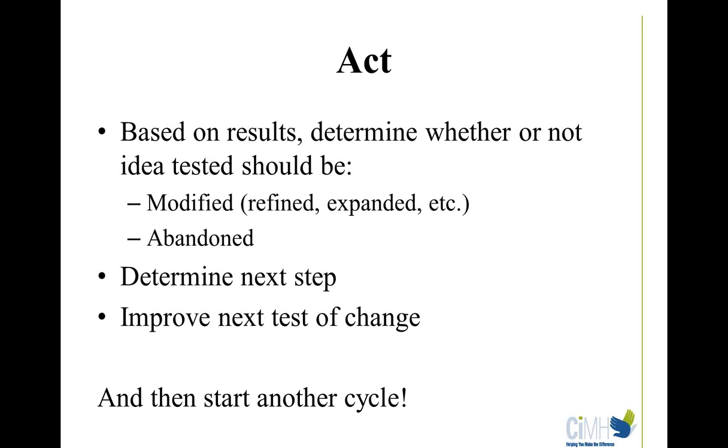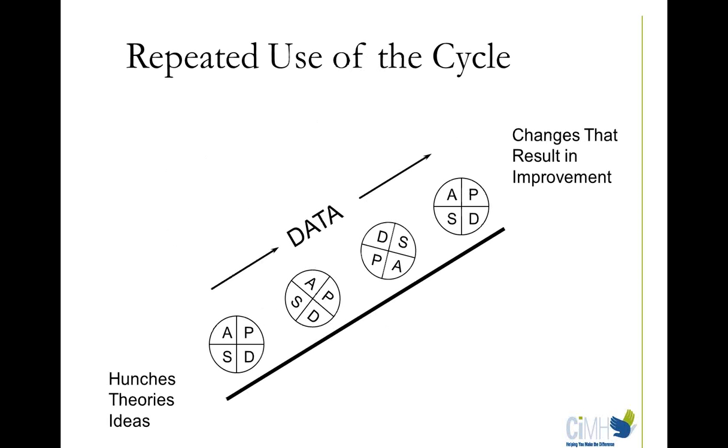Very often it's the next test of change. And your next test of change is a more informed test of change. And this is how the cycle comes about. Now you're going to repeat the test. And in fact, we call it going up the ramp.